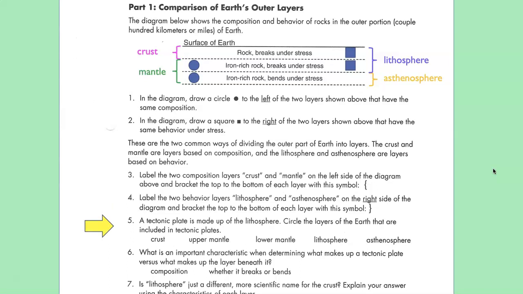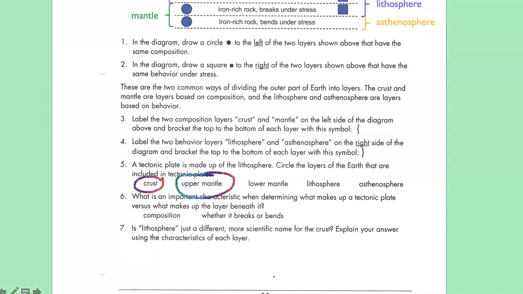And so number 5 says a tectonic plate is made up of the lithosphere, circle the layers. So crust and upper mantle is the lithosphere. I don't know why they add the word lithosphere in here. I think it's kind of redundant. Okay, number 6. What's an important characteristic to determine what makes up the tectonic plate versus what makes up the layer beneath it? And the key here is, does it break or does it bend? That is what is telling us whether it's lithosphere or asthenosphere.